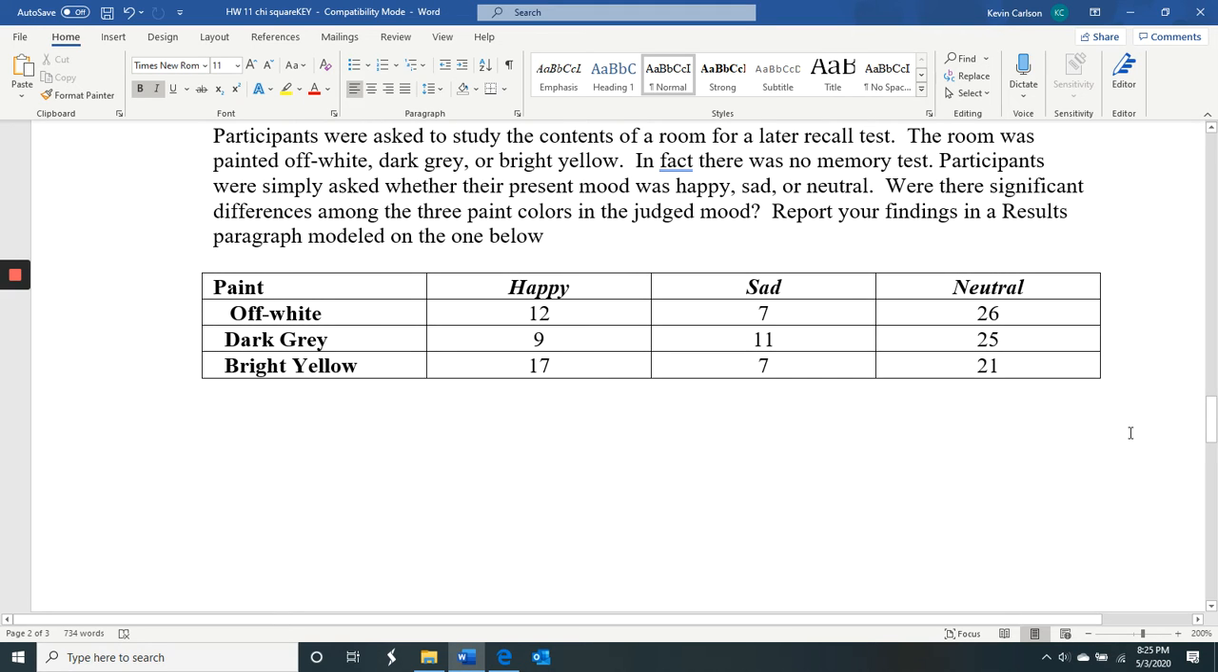And so here's the second one. There's a thing about a memory test, but that's just to distract people from what we're really trying to do. So people are waiting in rooms, and then at some point in time we ask them what their mood is, and we see whether the color of the walls of the room affects people's moods. And so these are counts of people. So this is the color of the paint on the walls. And this is the mood that people reported that they were in. And so we're asking whether the paint on the walls seemed to be related to the mood that the person reported.